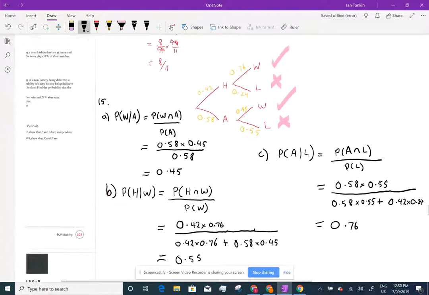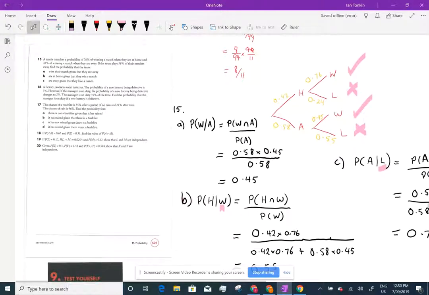So what do you do in these scenarios? When you get these, you're going to have to draw a tree diagram where you're going to have to work out the probability of each event happening so that you can find out this given condition, how that can occur. Let's go to question 16, and I'll leave 17 for you to do.